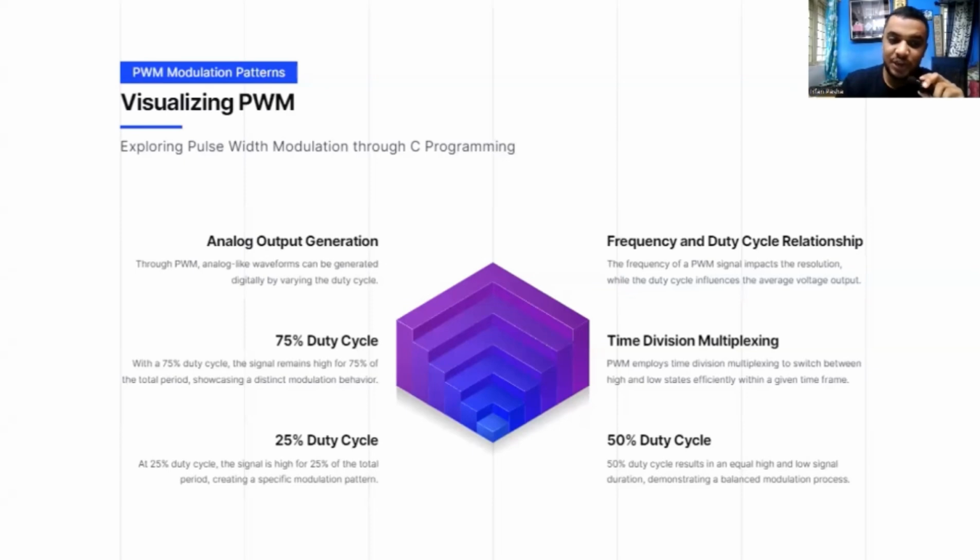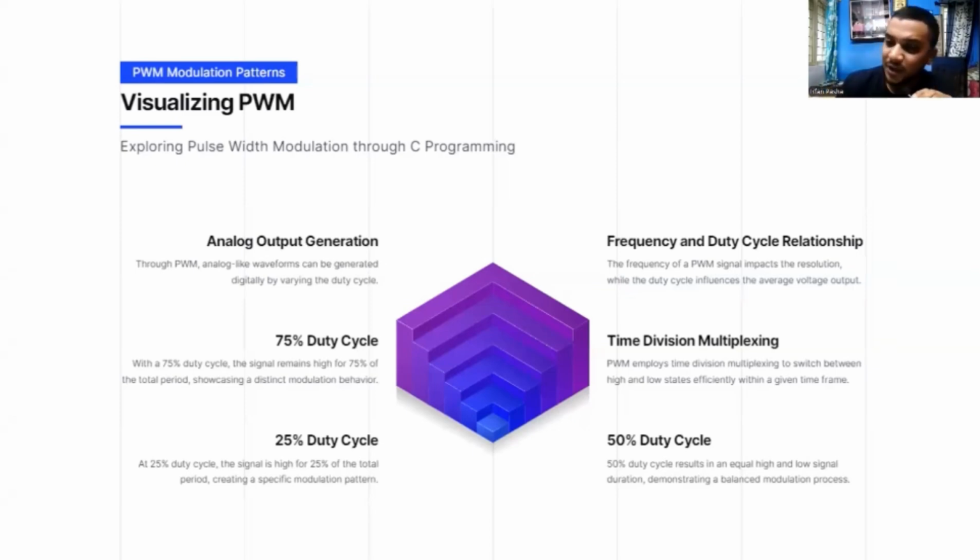75% duty cycle means the signal remains high for 75% of the total period of time. If the time period of a signal is 100% and the duty cycle among that is 75%, it means the signal remains high in 75% of the total time. The other 25% is the signal being low, creating a specific modulation.